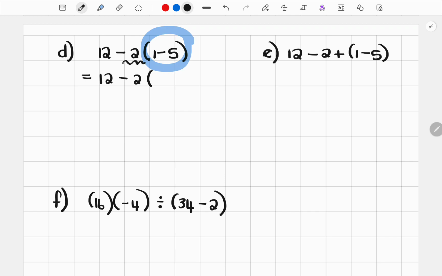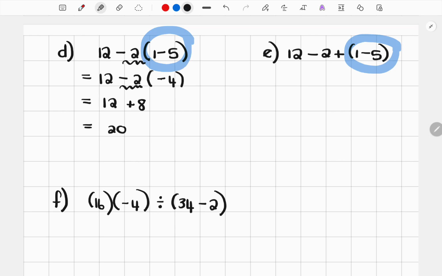1 minus 5 is negative 4. And now we're going to say, all right, how do I get this bracket away? By multiplying whatever's in front into the bracket. 12, and a negative times a negative is a positive. 2 times 4 is 8. And then your answer is 20. Again, a moth to a flame.